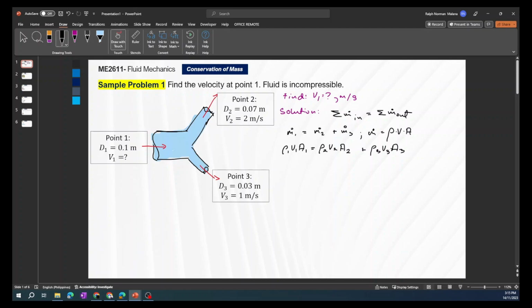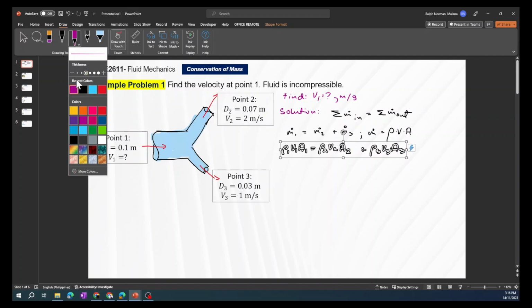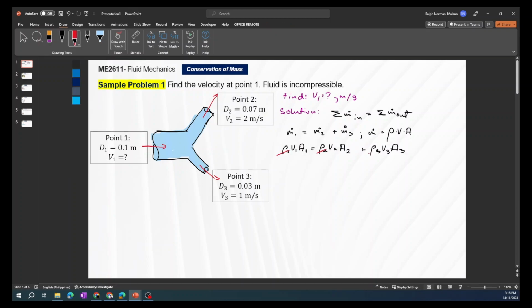However, since it doesn't say anything about the fluid, we can assume that the fluids here are of the same property. Meaning they have the same density and only different velocities and areas. So we can actually eliminate the density here, since all of these are gonna be the same anyway. We are left now with the product of the fluid velocity and its area. In this case, velocity 1 times area 1 here, which were given. We can expand that further by getting the area. This is a circular tube here.